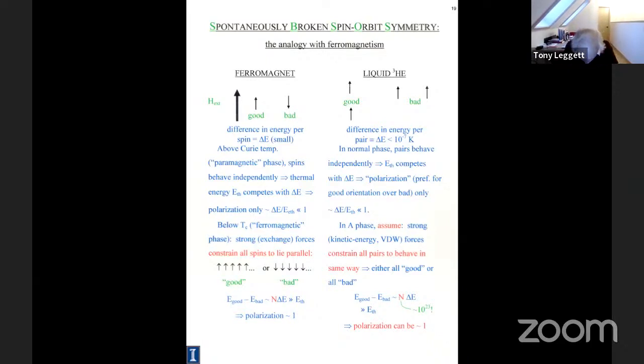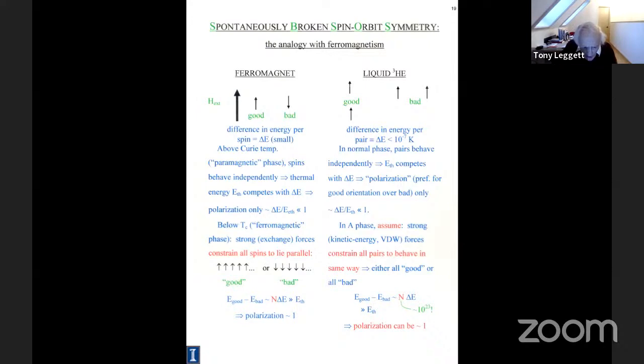And finally, I did come up with a solution, and although I'm getting quite close to my time, let me just briefly try to explain what the solution is. The easy way to understand it is by comparison with an ordinary ferromagnet, like say iron. In a ferromagnet, you have individual atomic spins or magnets. They're in an external field, and they would rather lie along the field than against it. But the difference in energy is rather small. It's delta E here. Above the Curie temperature, at high temperatures, in the paramagnetic phase, the spins behave independently. So the thermal energy competes with delta E, and the polarization is only that ratio, delta E over E thermal, very small compared to 1.